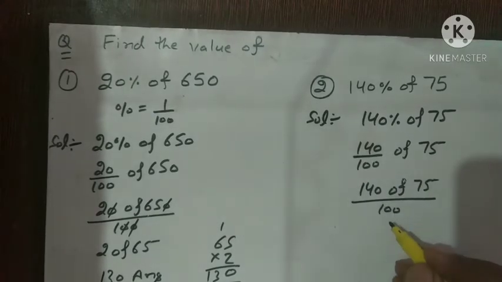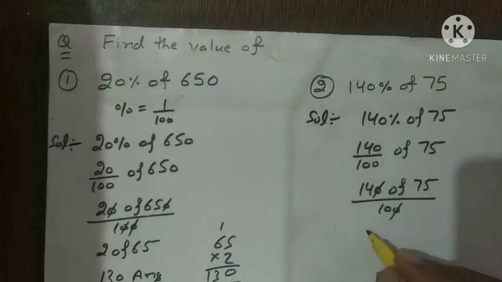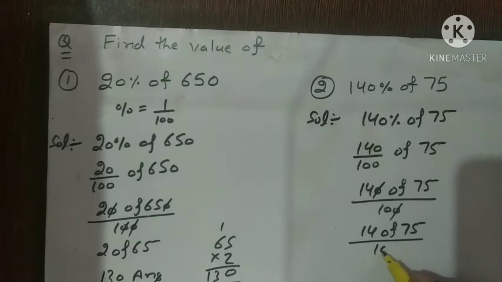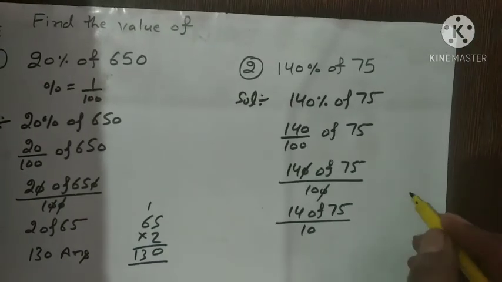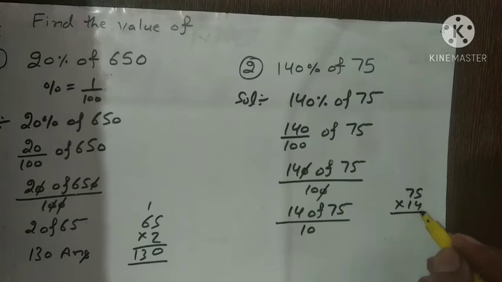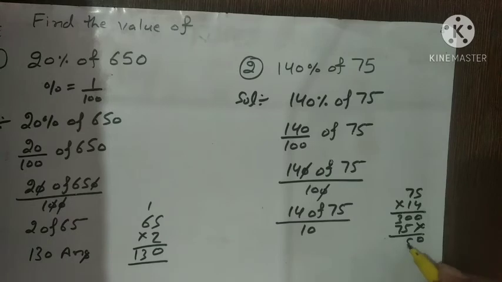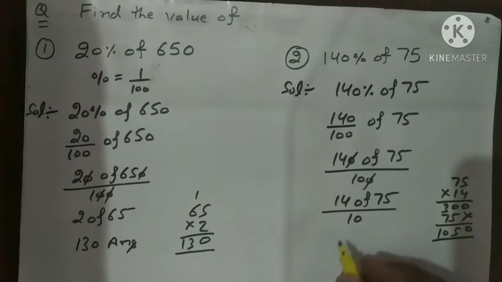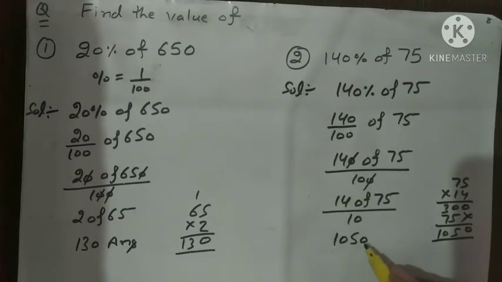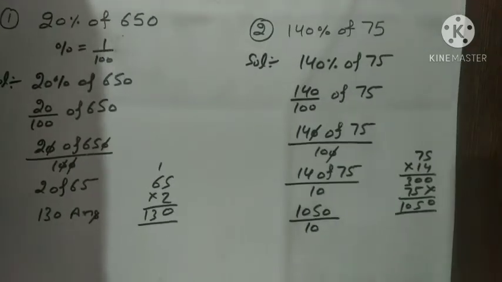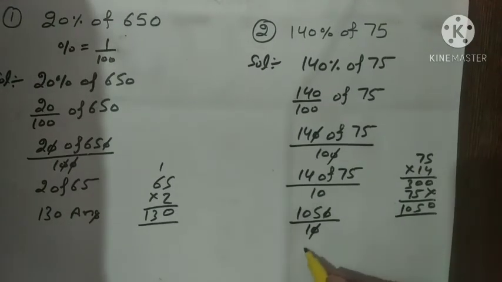Right? Now I shall cancel the extreme 0. This 0 and this 0 will cancel. Now 14 of 75 by 10. Now I multiply 75 by 14. This is 1050. So 1050 over 10. Now I will cancel the extreme 0. That is 105, my answer.